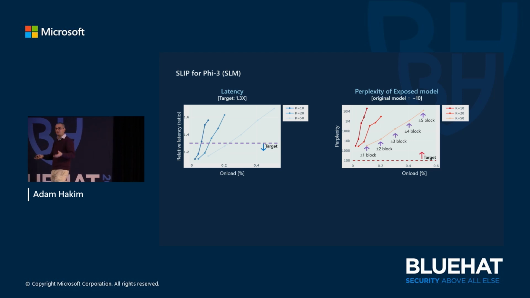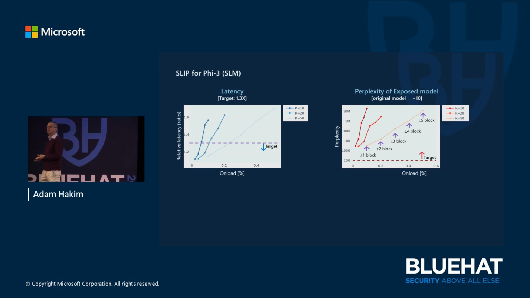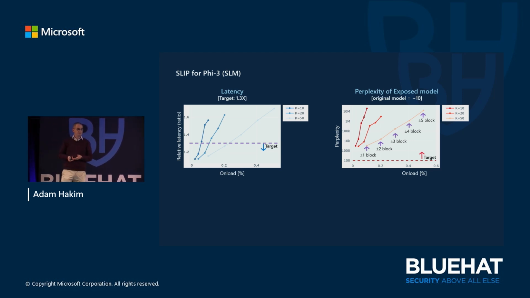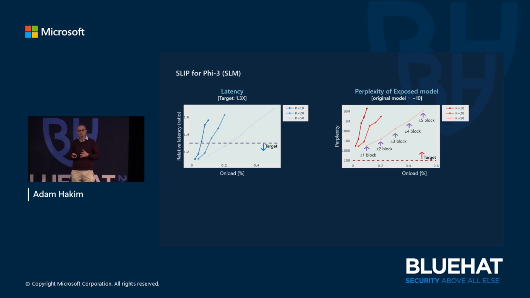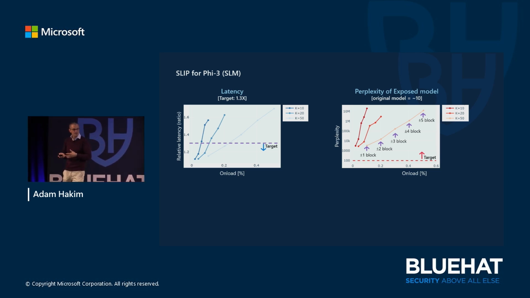So we implemented SLEEP on Phi-3, a Microsoft model. We tried different configurations of how to split up a model. We looked at partitioning the first and last block, or the first 5 and last 5 blocks. We used different amounts of singular vectors that we chose to remove in each occurrence, 10, 20, or 50, and that resulted in different latency.